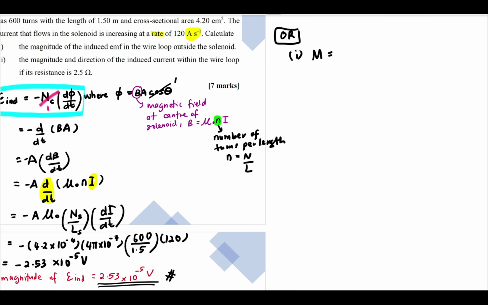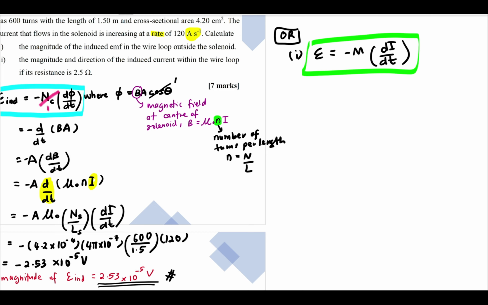Mutual inductance antara siapa? Antara magnetic field daripada solenoid dengan coil of the loop tadi, ataupun the wire loop tadi. Okay, so you can use equation, sebab kita nak kira induced EMF, right? So look at here, the induced EMF is equal to negative M dI over dt. Yang ni lebih simple lah. Okay, kalau you guna equation ini boleh, tetapi mesti cari dulu what is the mutual inductance M.